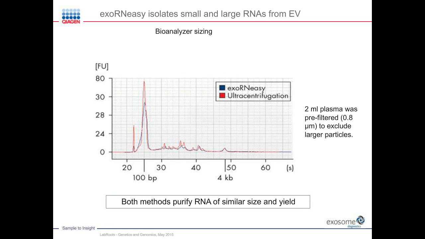And we're comparing here exoRNeasy eluate to RNA isolated from ultracentrifugation pellet. In this case, from 2 milliliters of plasma. And so what you can see, most of the RNA is actually pretty small, around 100 base pairs or less. There is some larger RNA, but not terribly much. So it looks very, very different from what you isolate from cells.